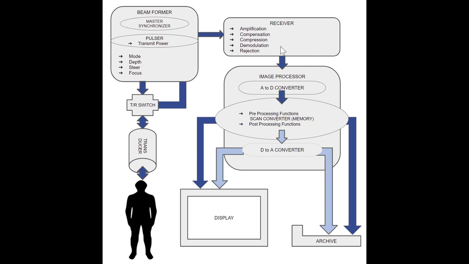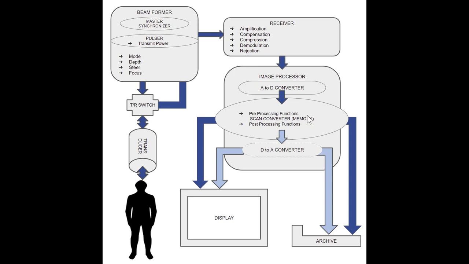From the receiver, the signal is then sent to the image processor, where it will go through the A to D converter, into the scan converter, and from the scan converter, it has a few options. It can either go to a D2A converter, or it can go directly to a display, or directly to an archive. From the D2A converter, we also have the option to go directly to the display, or to an archive.